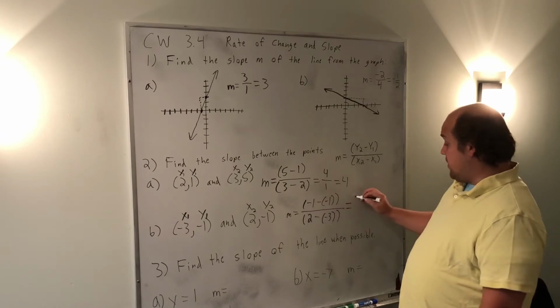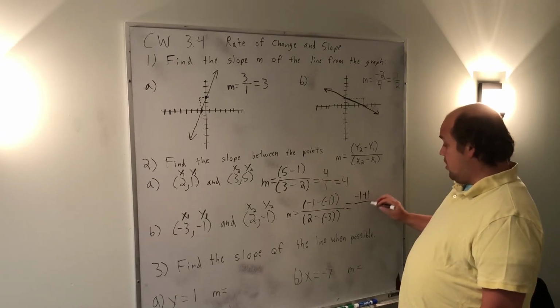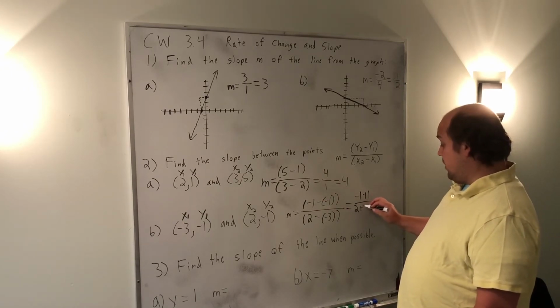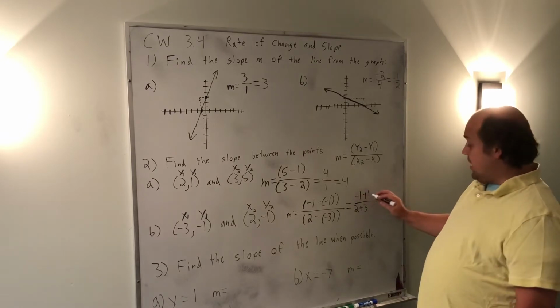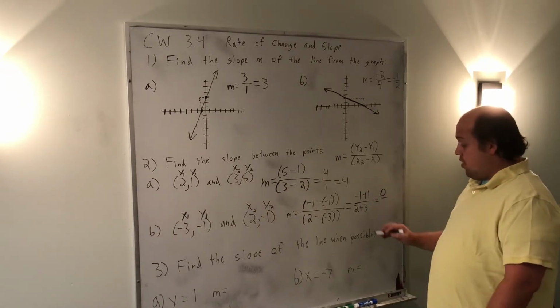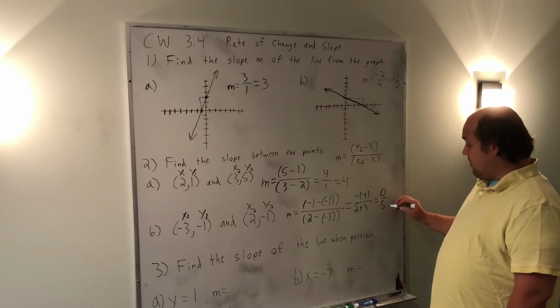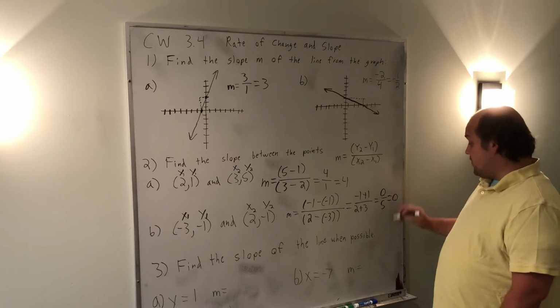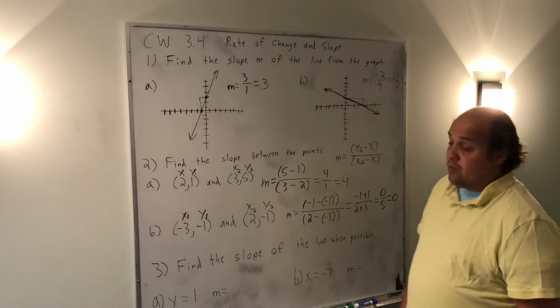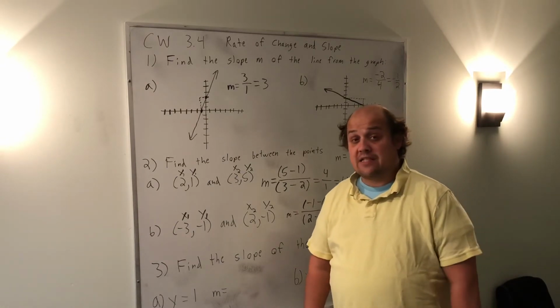So on top, this becomes -1 plus 1. On bottom, this becomes 2 plus 3. On top, -1 plus 1 gives me 0. On bottom, 2 plus 3 gives me 5. 0 over 5 is really just 0. When something has 0 slope, that means it's a y equals line.